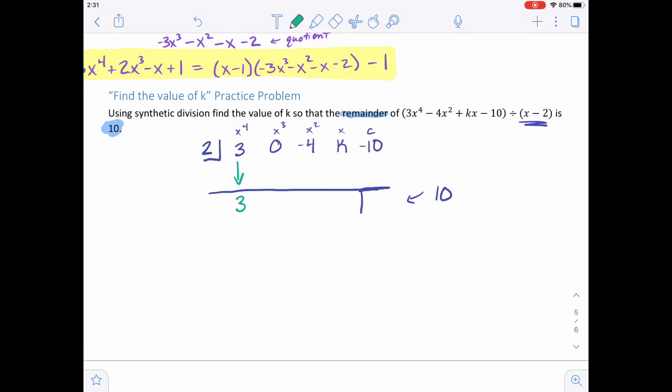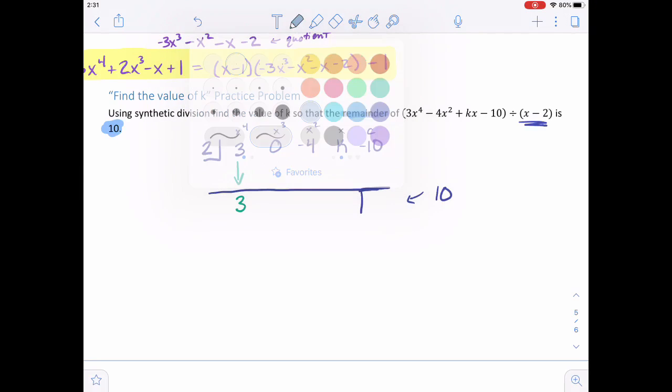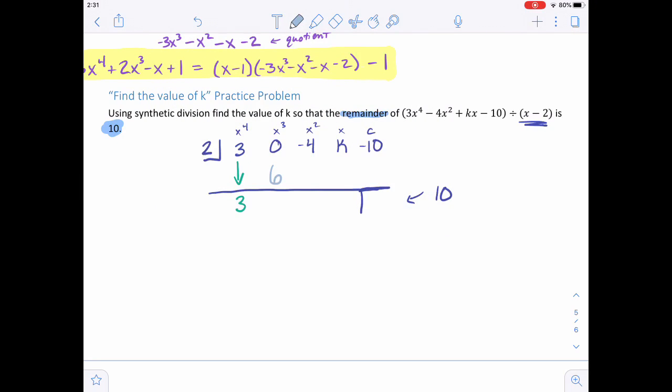Drop it down, that's going to be a 3. Now we got to start our multiply. 2 times 3 is 6. We're adding. 0 plus 6 is 6. 2 times 6 is 12. -4 plus 12 is 8. 8 times 2 is 16. 16 plus k, well, that's k plus 16, right? Times 2, we got to multiply, so that's 2k plus 32. We just multiply those things by 2, right?